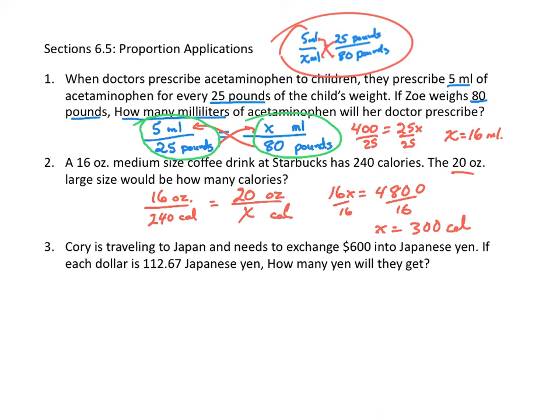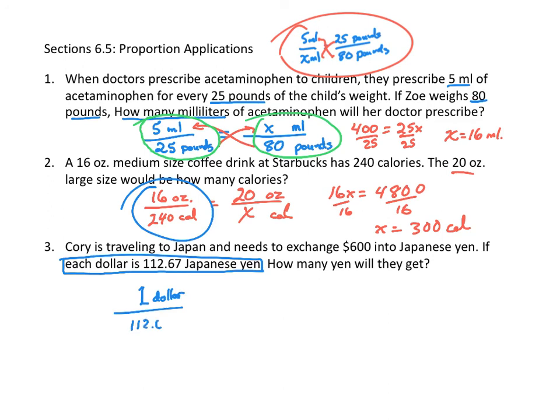All right, so in this one, here's our known ratio right here. Each dollar is 112.67 Japanese yen. So let's start with that known ratio. See, I like to start with the known ratios. Like in the last one, we started with 16 ounces, 240 calories. We know that one. Okay. So each dollar, that's $1. I could use a dollar symbol, but I'm just going to write it out. And we're going to put that in a ratio with our 112.67 Japanese yen.